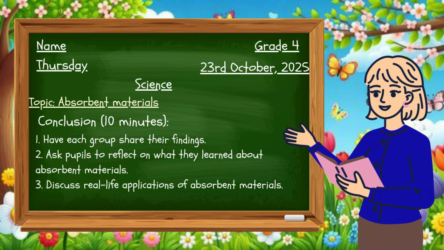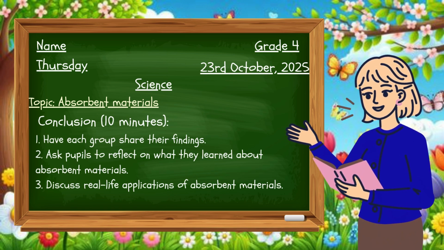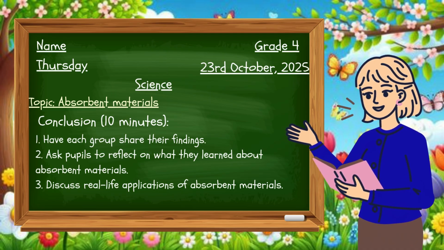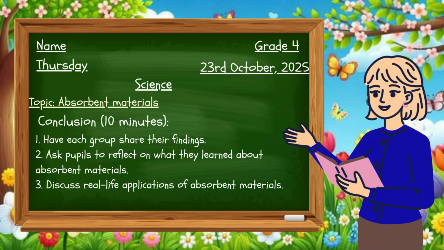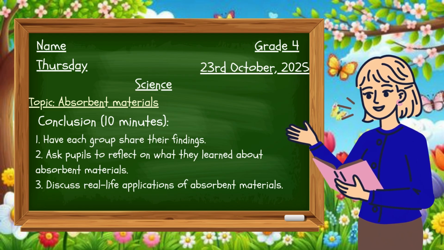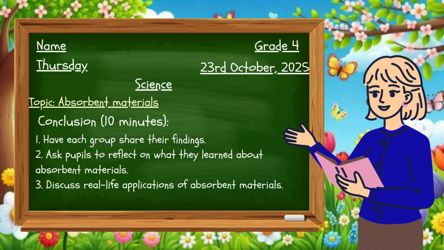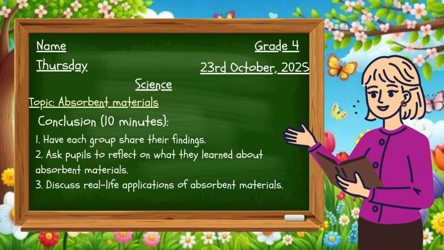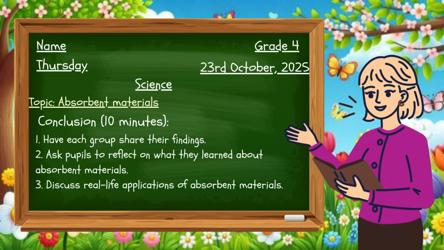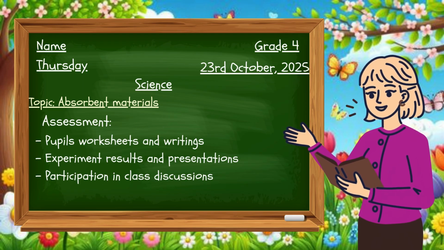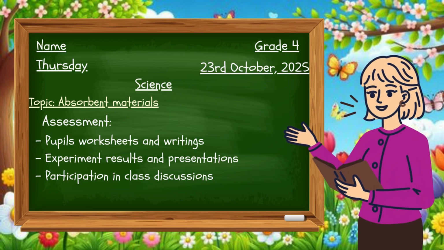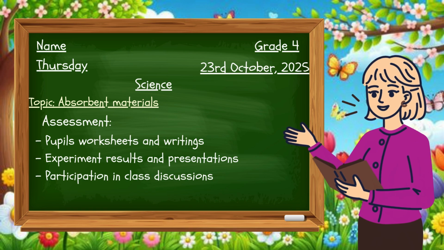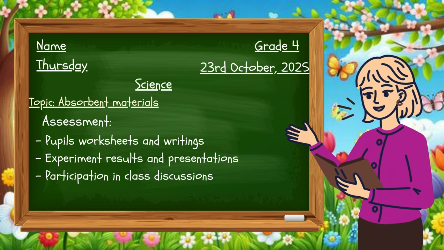Conclusion. 1. Have each group share their findings. 2. Ask pupils to reflect on what they learned about absorbent materials. 3. Discuss real-life applications of absorbent materials. Assessment. Pupils' worksheets and writings, experiment results and presentations, participation in class discussions.